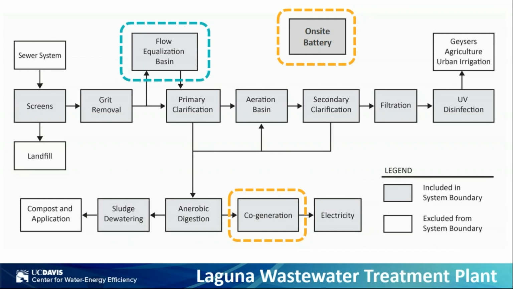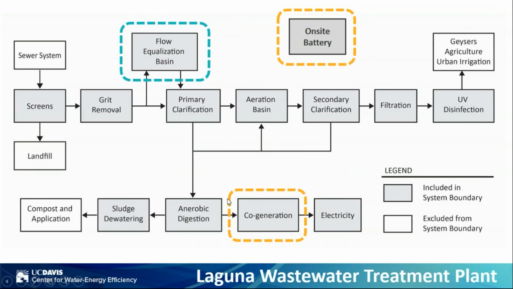So the first one that we looked at is the flow equalization basin. As wastewater enters into the system and undergoes pretreatment, after that stage, operators can choose to divert flow into this flow equalization basin. And it was estimated by the operators that if you divert flow into this basin, you could reduce system-wide energy use in order to do energy load shifting. So that was one area that we looked at.